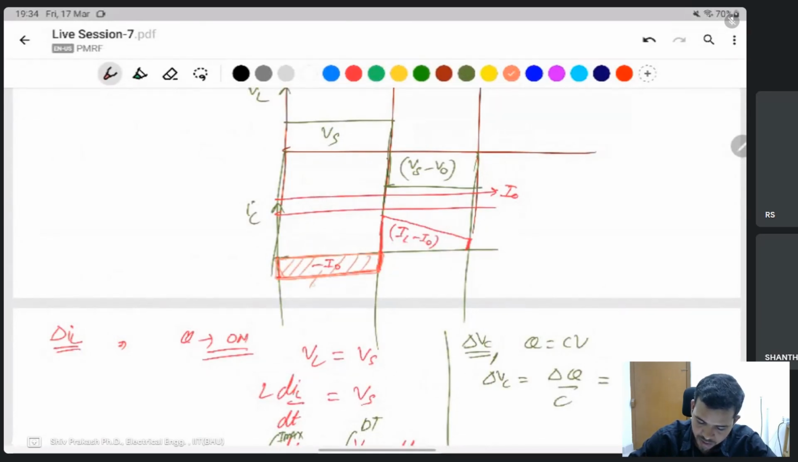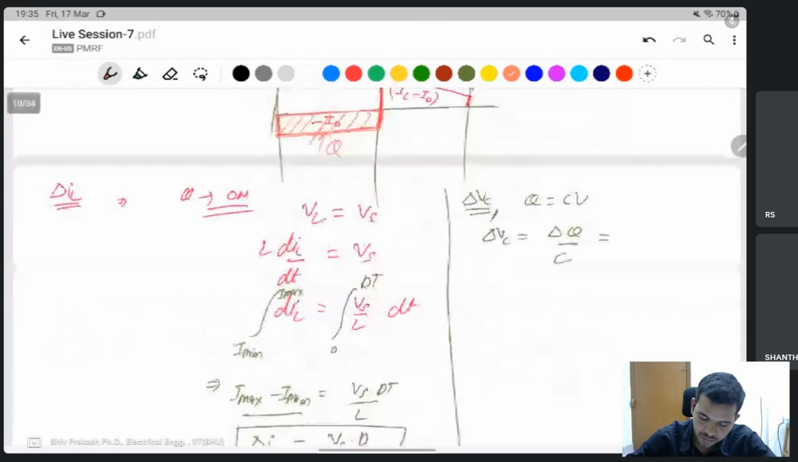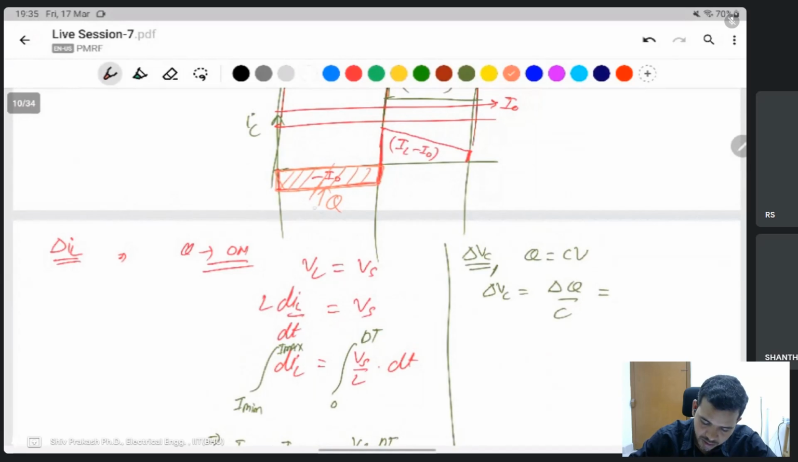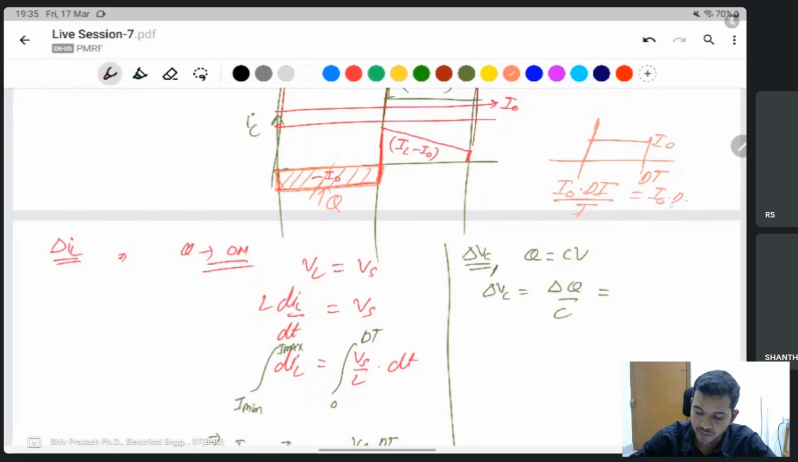The average of this one is Q. And what is the average of this one? A square wave flowing for a time of dt. So the average is I naught into dt divided by the total time period. The time period cancels out, and I naught into D is the average of this one.